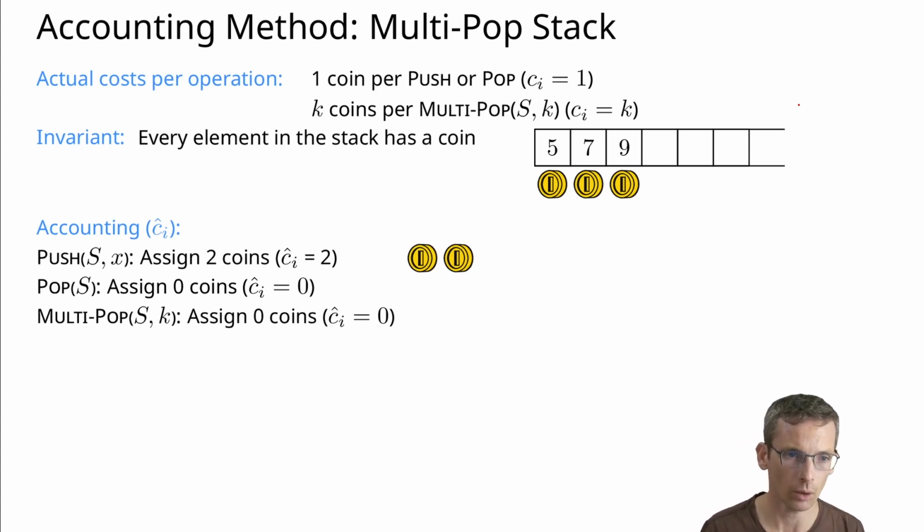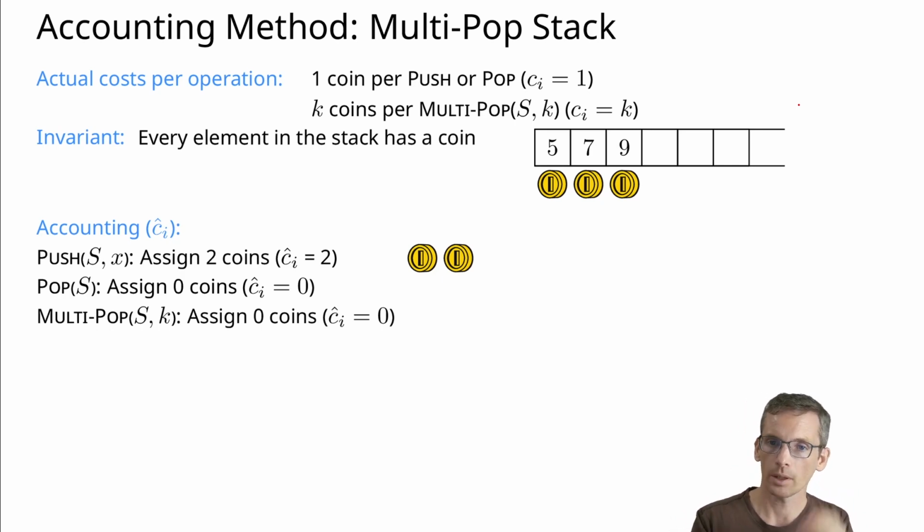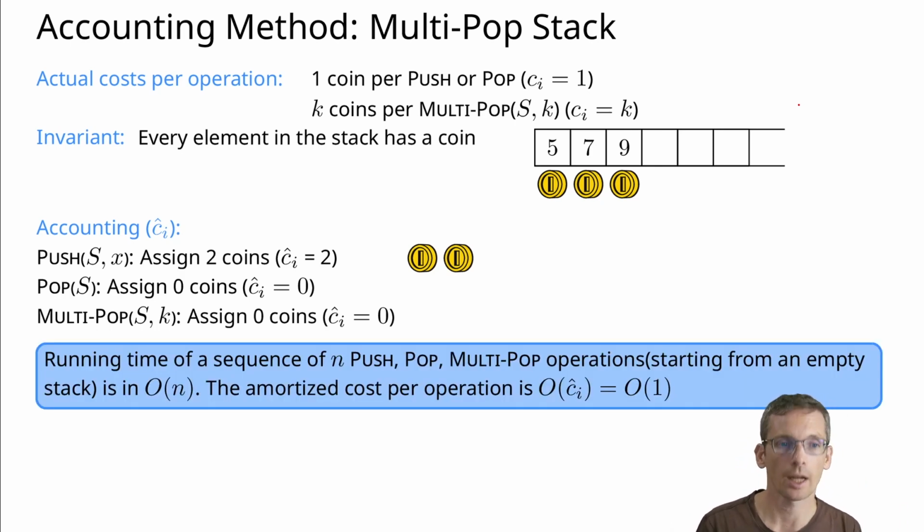We have amortized costs assigned to them: 2, 0, and 0. And these are set in such a way that with the amortized costs that I invest, I can always cover the actual costs. So I always have enough coins, no matter which operation comes next, to pay for it with the coins that I already have saved, or with the coins that I'm newly investing in the case of a push. And from that, we can conclude that a linear number of push, pop, and multi-pop operations, so n operations starting with an empty stack, takes O of n time.